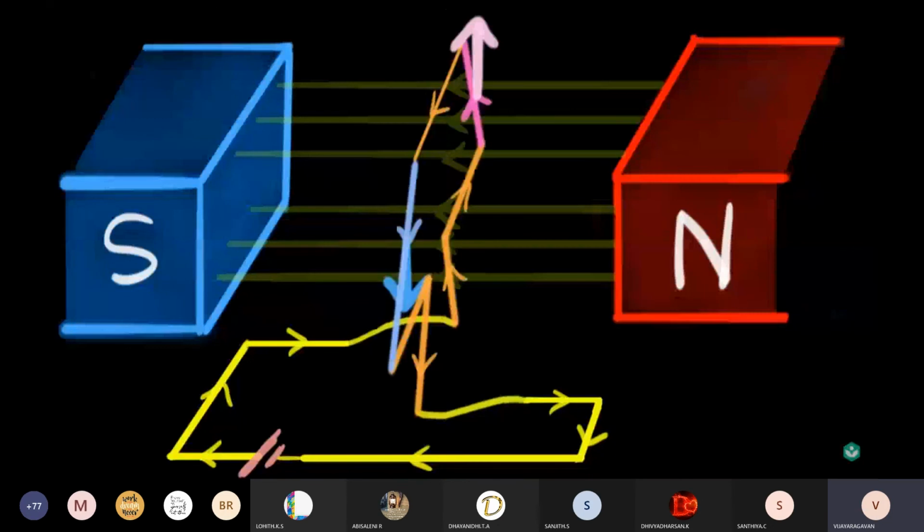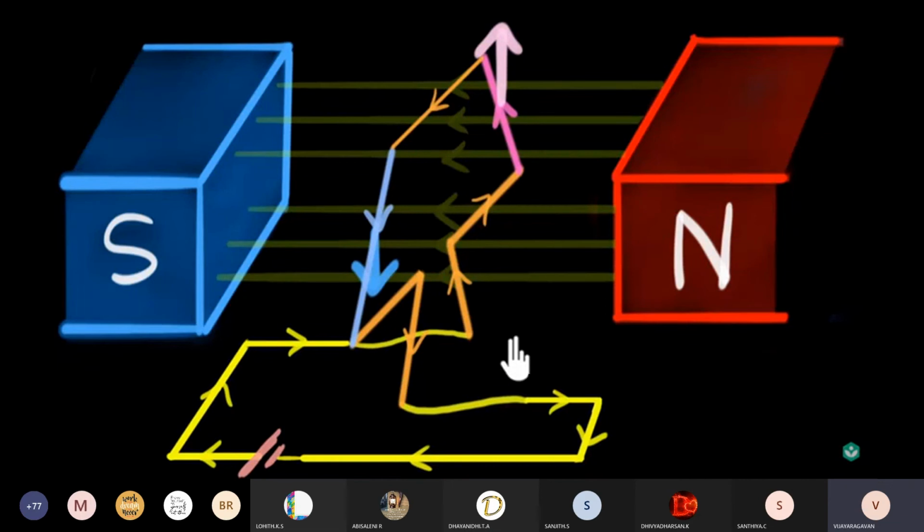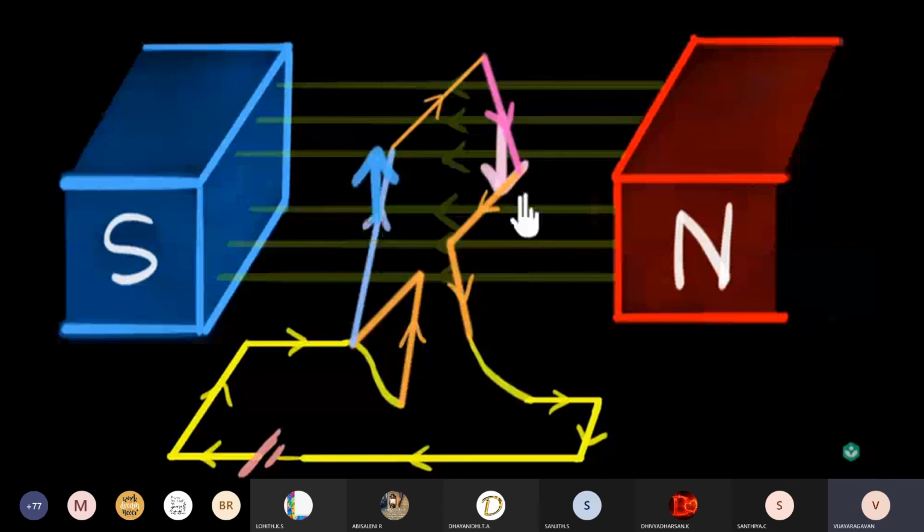But now more importantly, at this position, we want the current to reverse. How do we do that? Well, we could either flip the battery or we could flip this connection. We can make this wire come here and this wire come here. Then the current direction will change, the forces will reverse, and the coil will continue to spin. But how do we make this happen automatically? That's the question, right? How do we make it automatic?